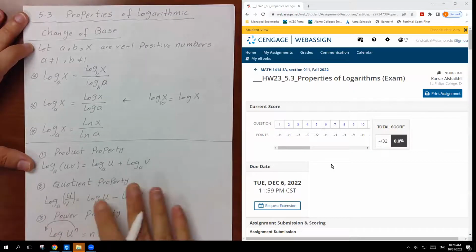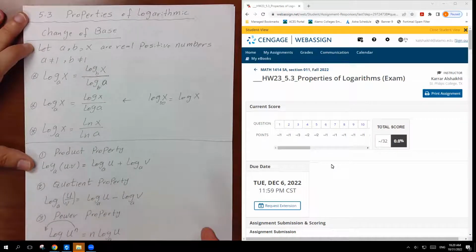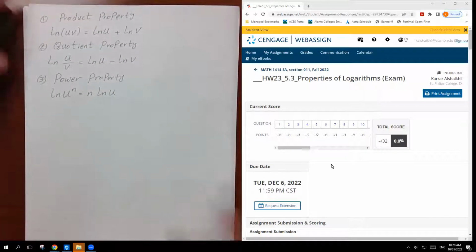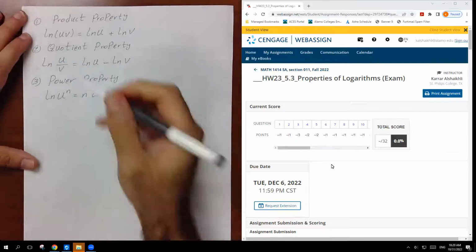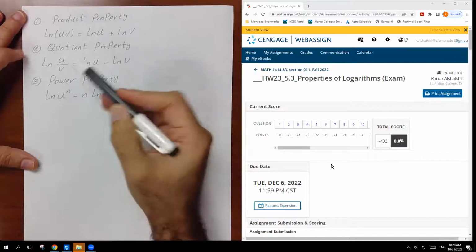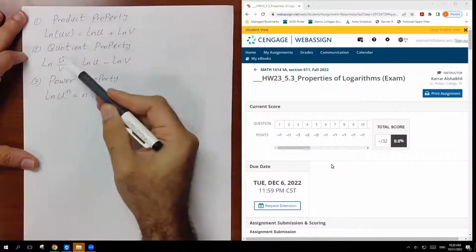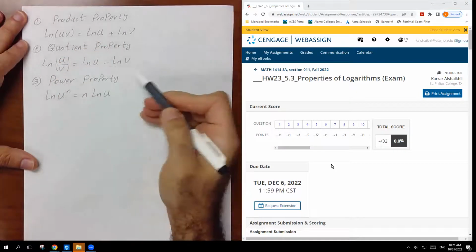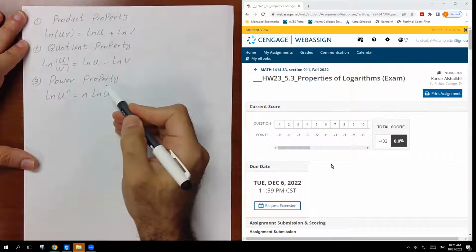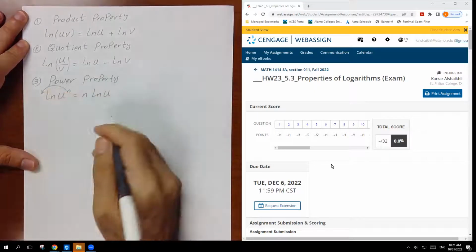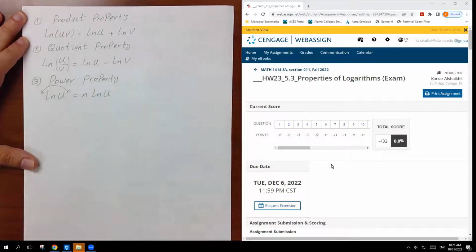The same thing here, you can use the ln or you can use the common log instead of log to the base. So if you use the ln, the product property is going to be ln of u times v is ln u plus ln v. The quotient property, ln of u over v, is going to be ln u minus ln v. The power property is ln of u to the power n. You're going to move the n here, so it's going to be n ln u.